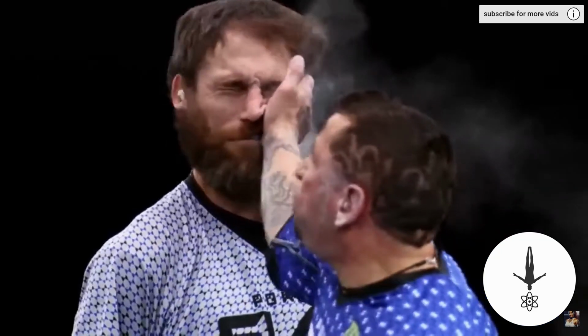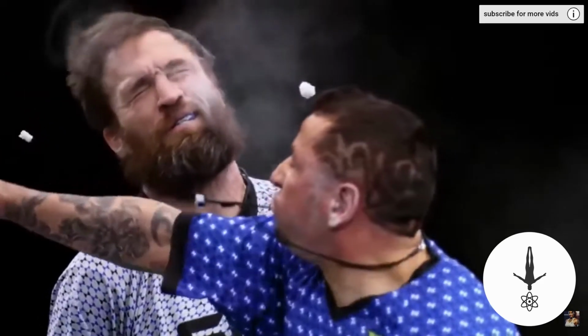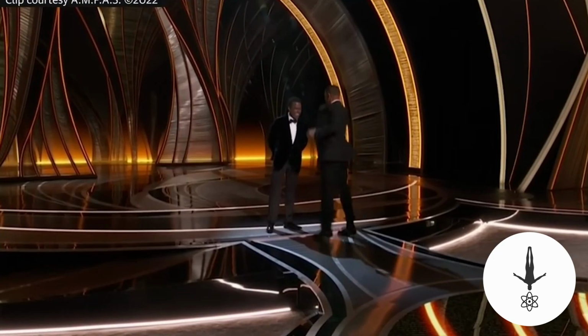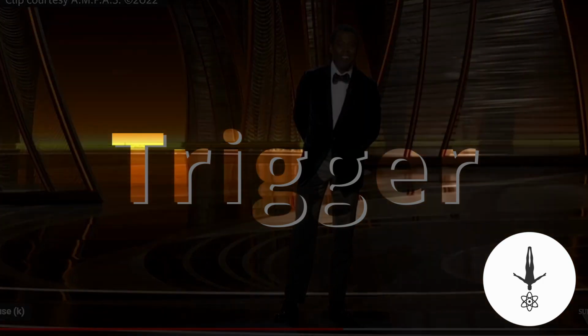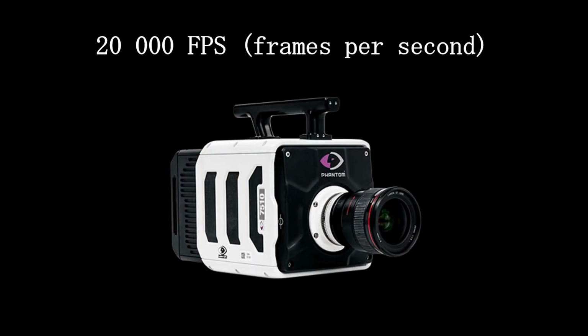How to trigger a high-speed camera. For the example of that slap, you know it was coming, so it's easy. But if it comes as a surprise like Will Smith's, to capture it in slow motion is really challenging. You cannot film the entire Oscar ceremony with a high-speed camera. You need a trigger.